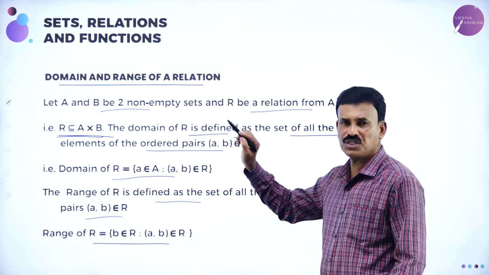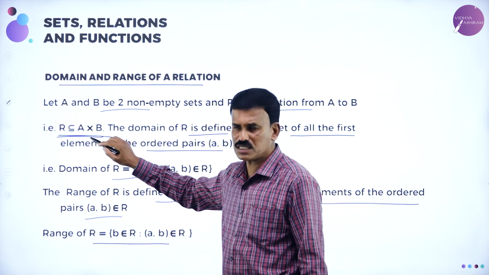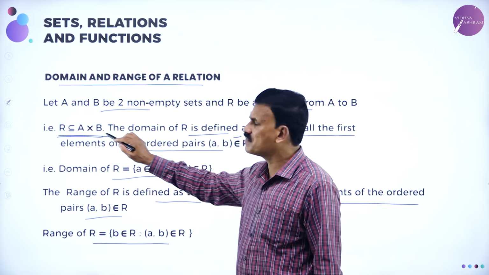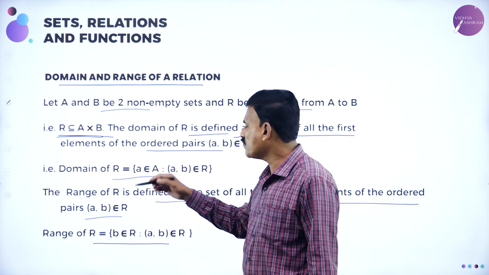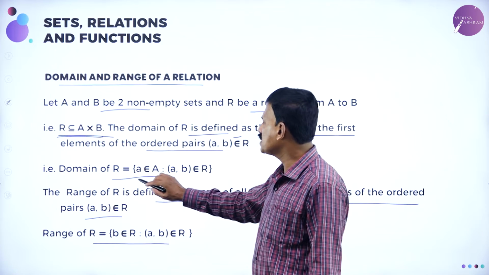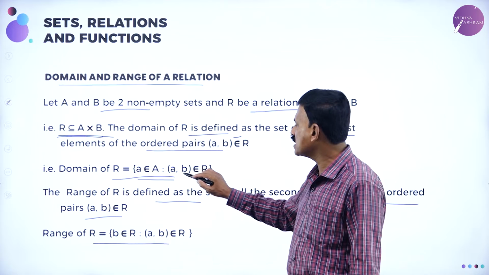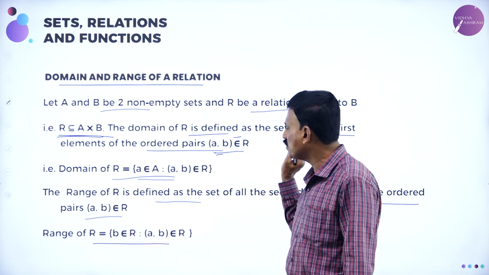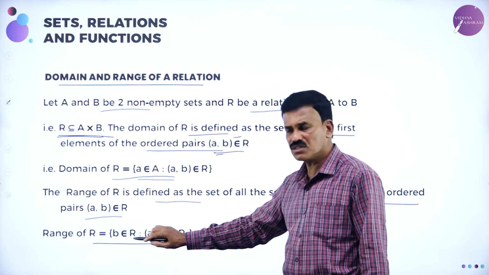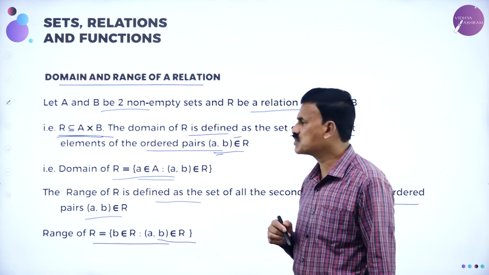So if A and B are any two non-empty sets, then the relation from A to B is a subset of A cross B, and the domain of the relation R is the set of all first elements of R, and the set of all second elements of the relation R is called the range. So the domain of the relation R is equal to {a ∈ A such that (a, b) ∈ R}, and similarly the range of the relation R is equal to {b ∈ B such that (a, b) ∈ R}.